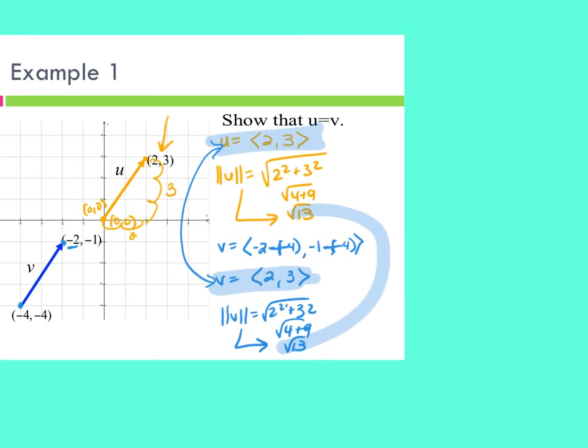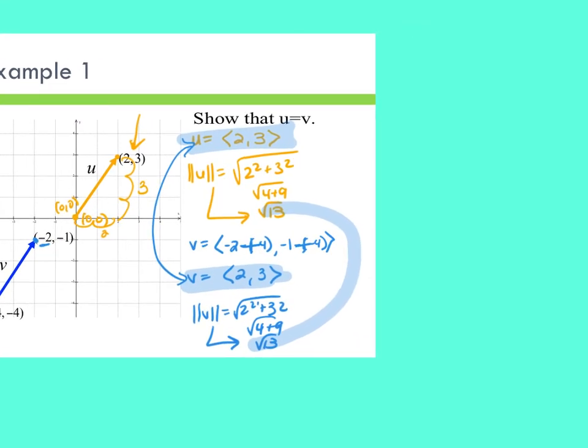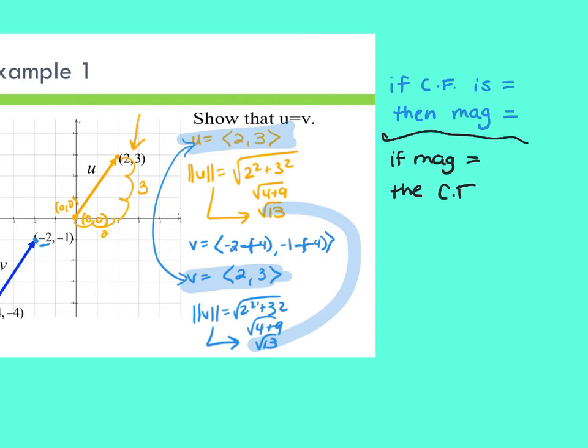So if you think about it, it will always happen that if the component form is equal, then the magnitude is going to be equal. So if I'm looking at two of them and the component forms are the same and I square and add them, it's always going to be the same. However, it is not always true the other way around. If the magnitude is equal, the component form doesn't have to be.